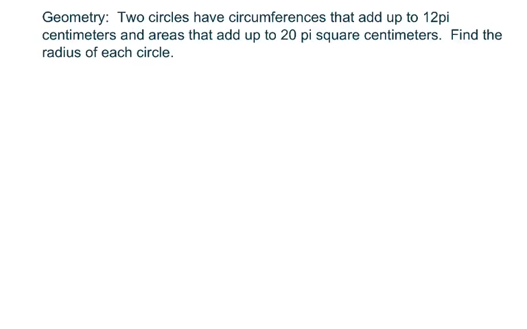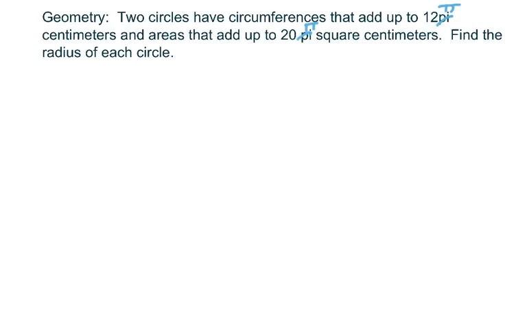Hi everyone. We have two circles that have circumferences that add up to 12 pi, and areas that add up to 20 pi square centimeters. And we have to find the radius of each circle.